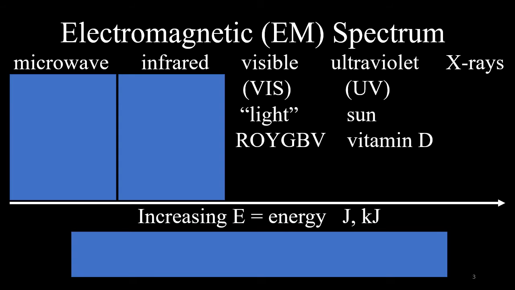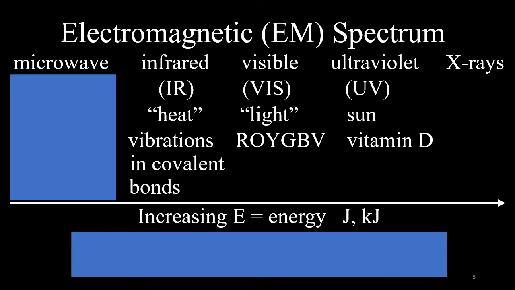Ultraviolet light, abbreviated UV light, you probably associate this with the sun because that is where we get most of our ultraviolet light from. Also where we get our vitamin D from is the ultraviolet light hitting our skin. And then of course X-rays, you're familiar with X-rays, that's how you look at your bones. X-rays, I think most people associate those as being very high energy, so that's pretty easy to remember. And then going to infrared, the abbreviation for that is IR, and that is heat. It's the energy that we associate with heat.